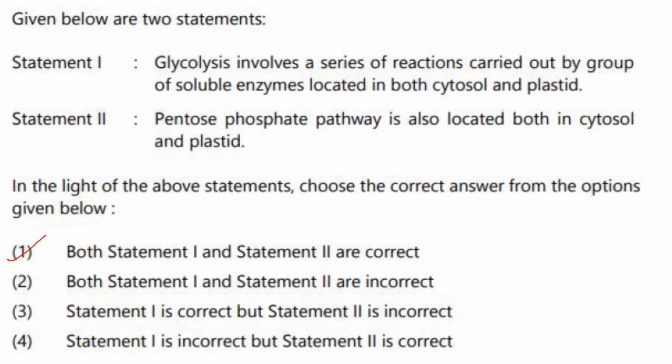Then next one. Glycolysis involves a series of reactions carried out by a group of soluble enzymes located in both cytosol and plastid. Pentose phosphate pathway is also located both in cytosol and plastids. So both the statements 1 and 2 are correct. Answer is option 1.